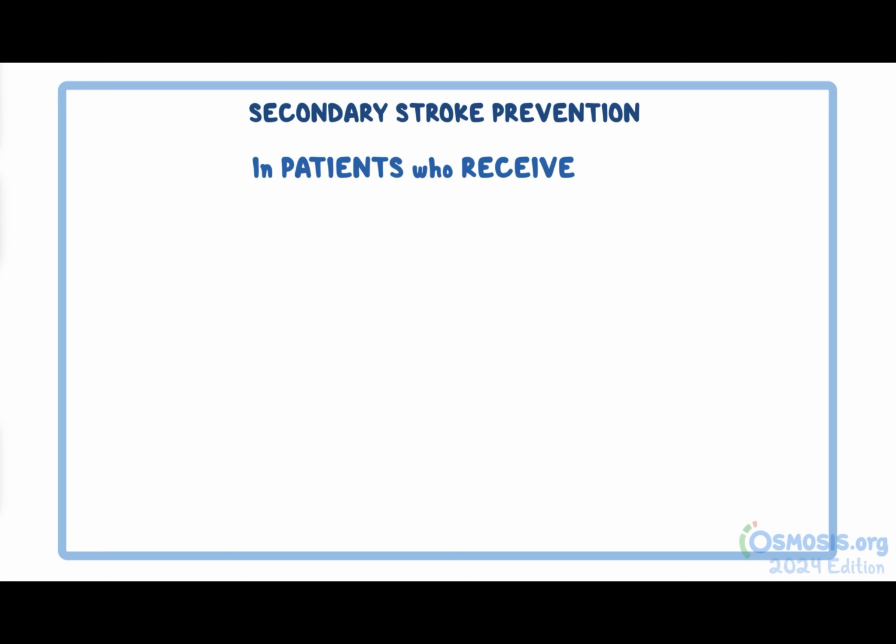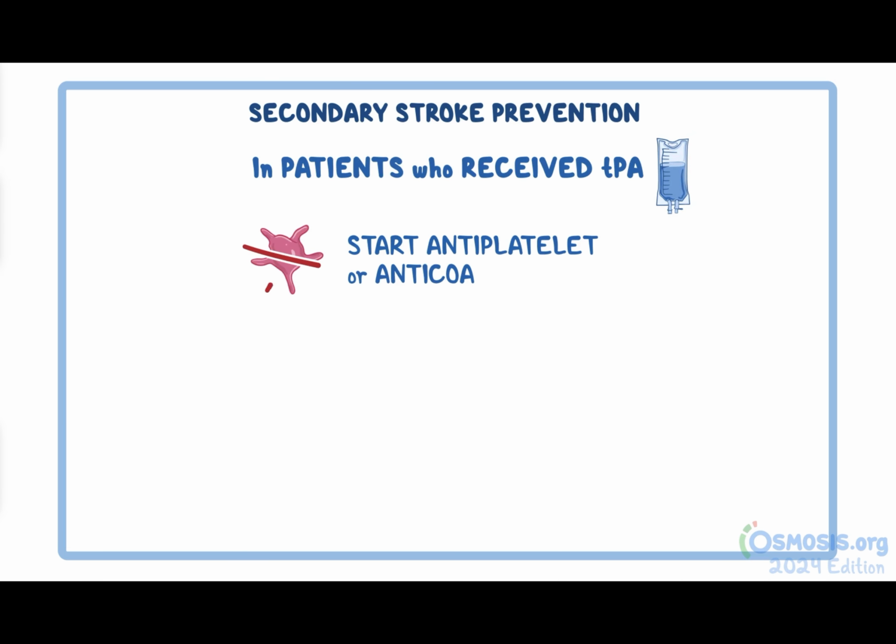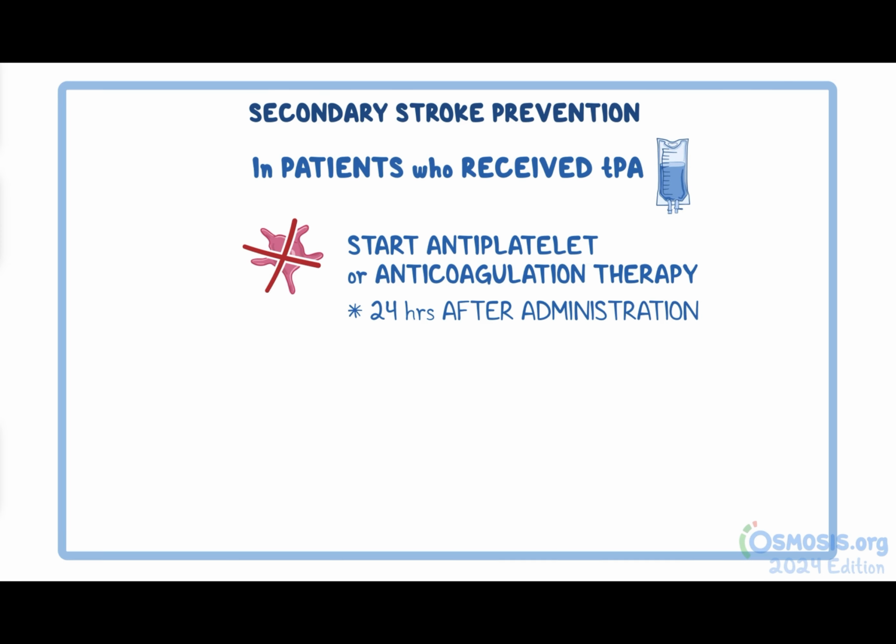Finally, don't forget to initiate secondary stroke prevention. In patients who receive TPA, you should start antiplatelet or anticoagulation therapy 24 hours after administration due to bleeding risk. If needed, consider statins.